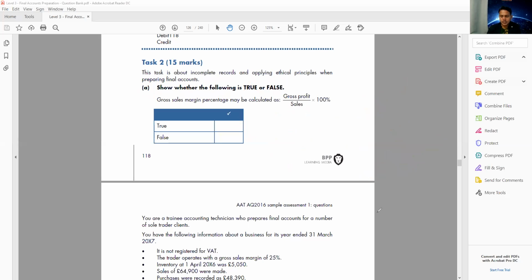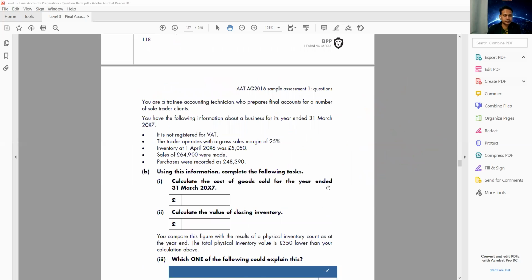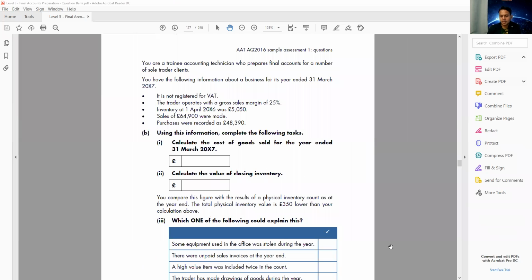Okay, so let's move on to the next one. They said, you are a trainee accounting technician who prepares final accounts for a number of sole trader clients. You have the following information about the business for its year ended 31st March 2007.